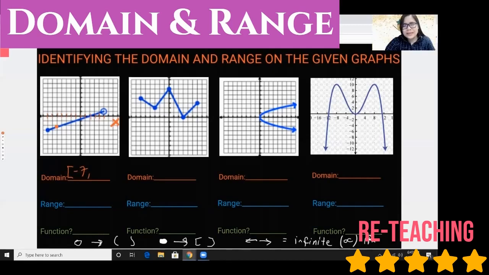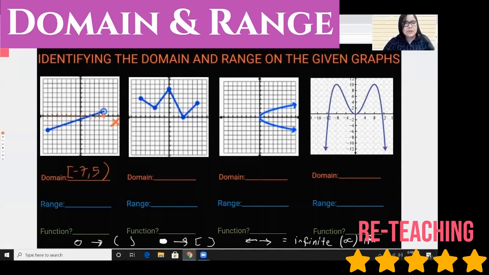Remember that in writing the domain and the range, we're following the order from least to highest. Now we're going to write the positive numbers. We have 1, 2, 3, 4, and 5. We stop at 5 since it is an open dot. Since it is an open dot, we're going to use a parenthesis. So that is how we write the domain given a graph.